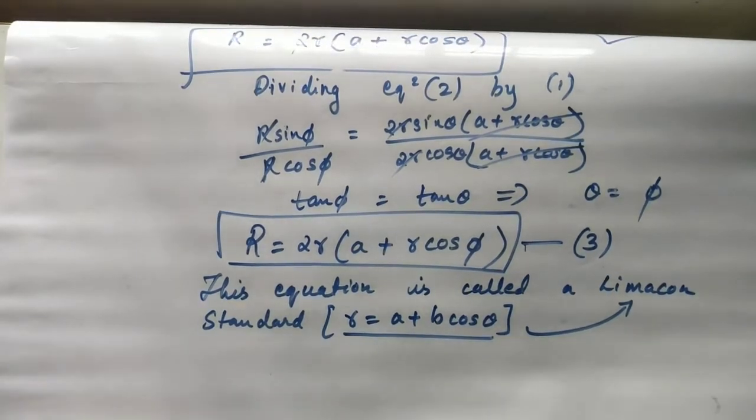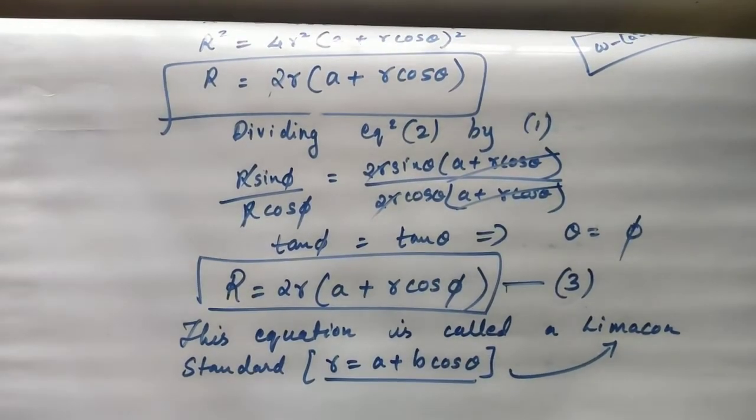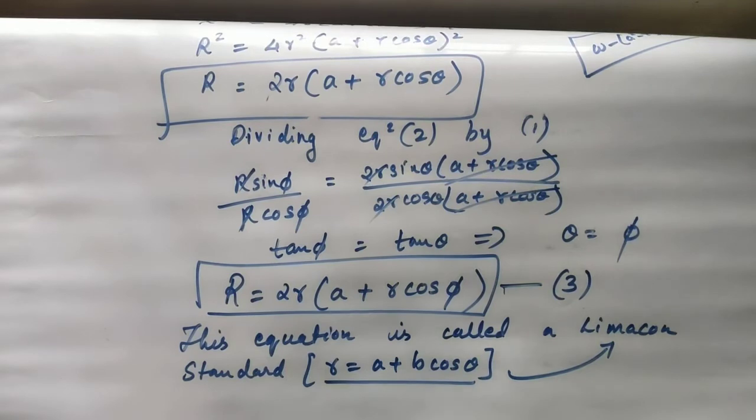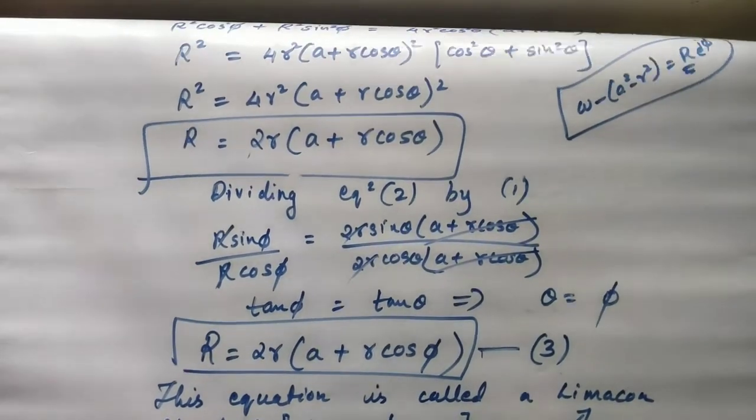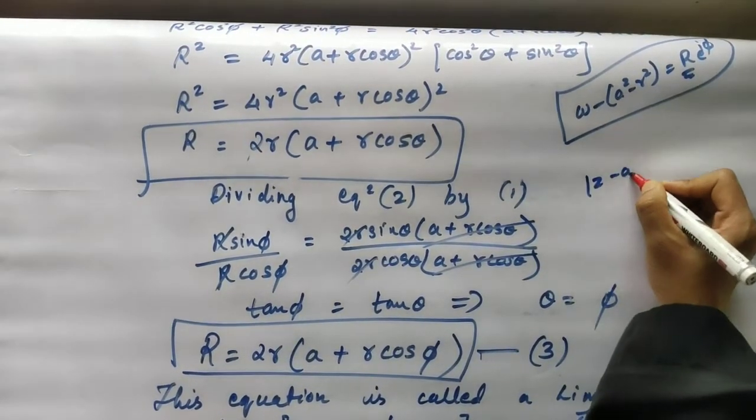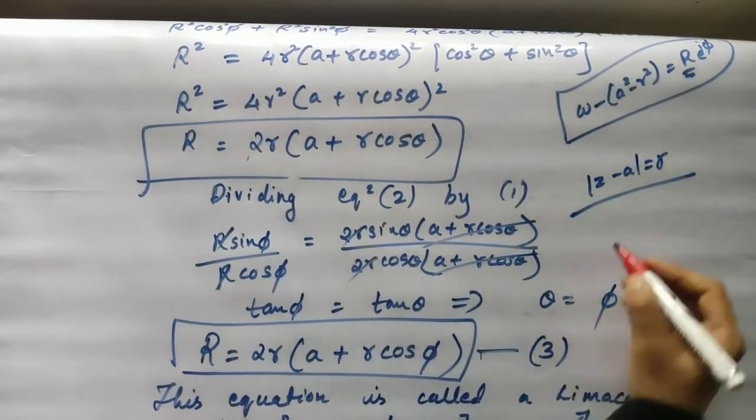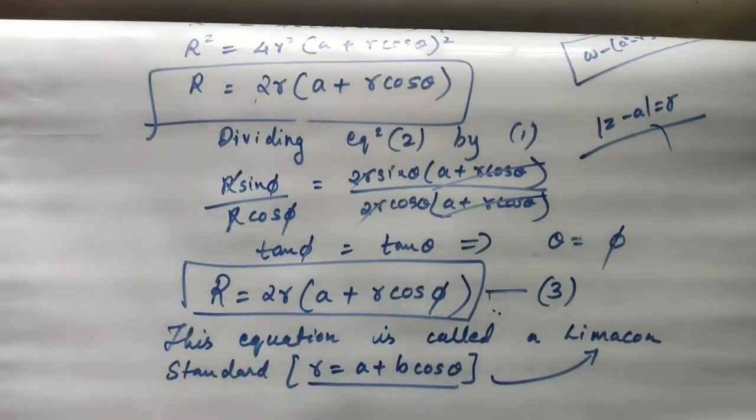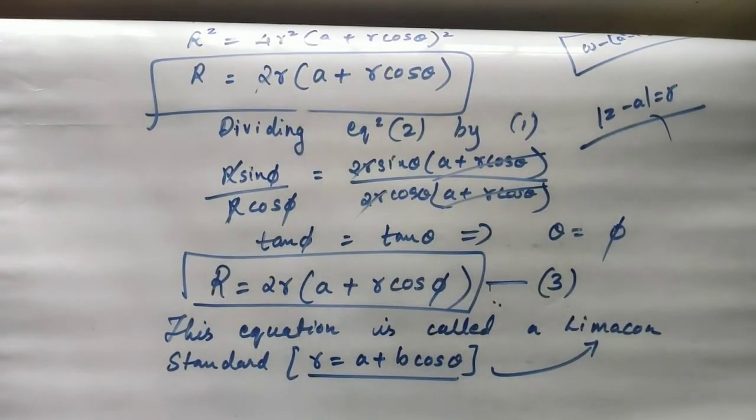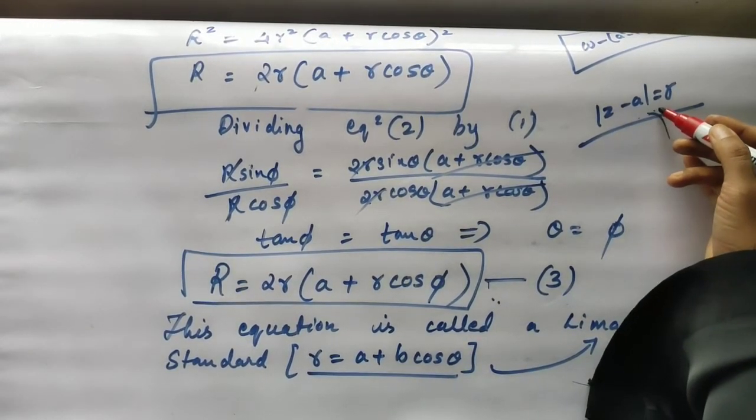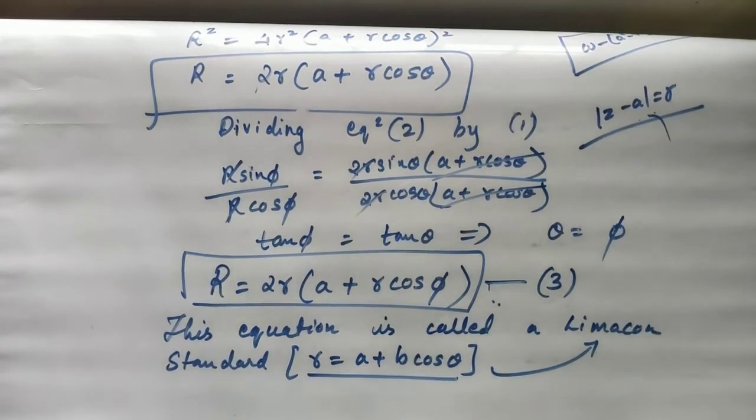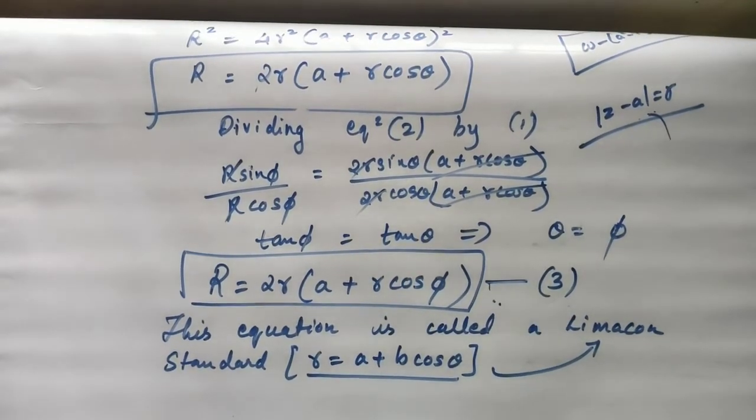So a circle is transformed to a limaçon under the transformation w = z². What is that circle? The circle was |z − a| = r. This circle was transformed to this curve. So in exams it may be asked: show that the circle |z − a| = r is transformed to a limaçon.